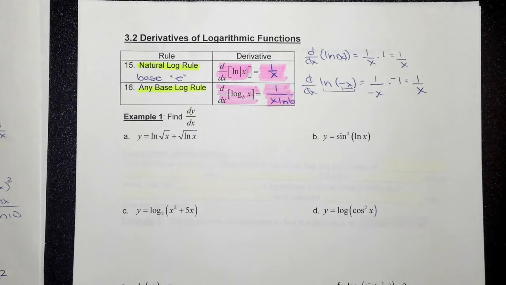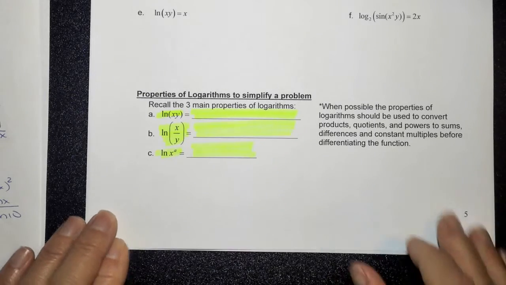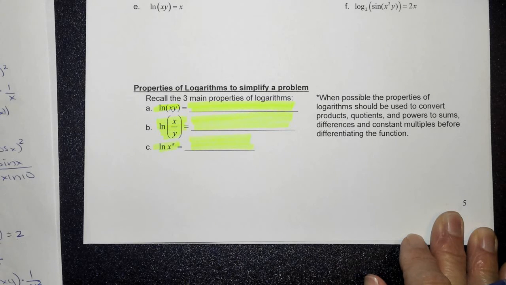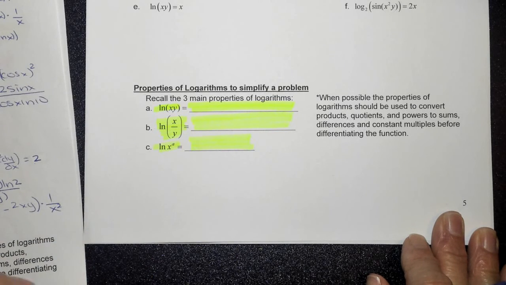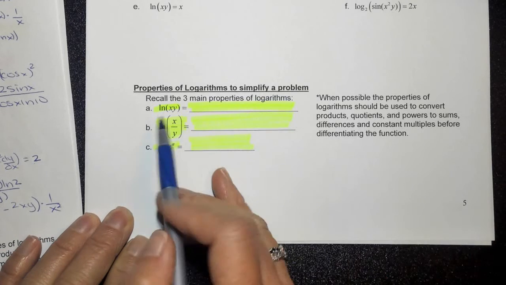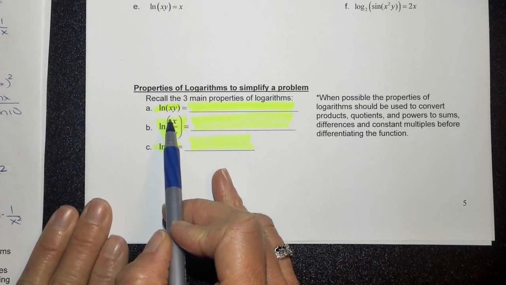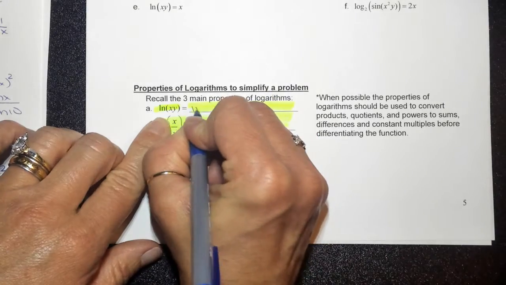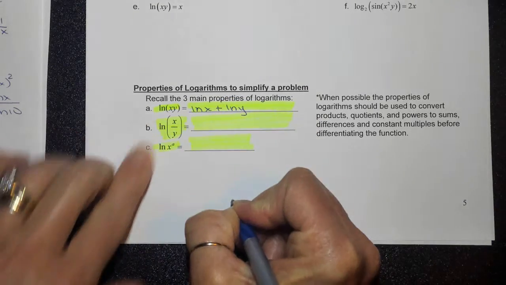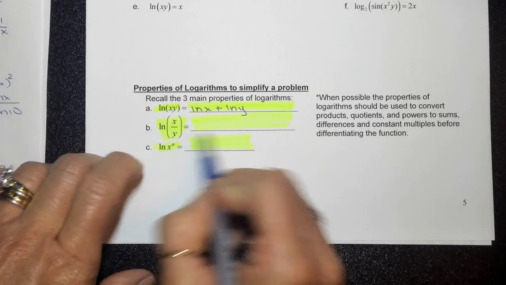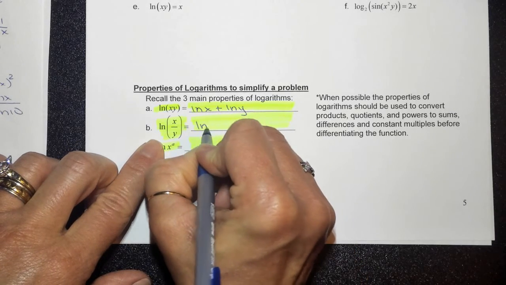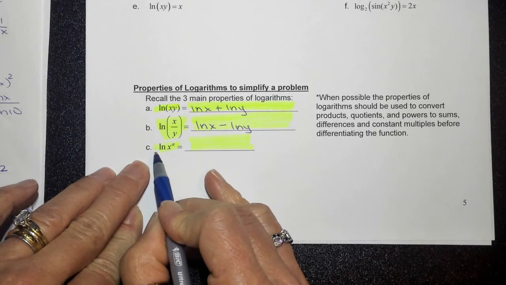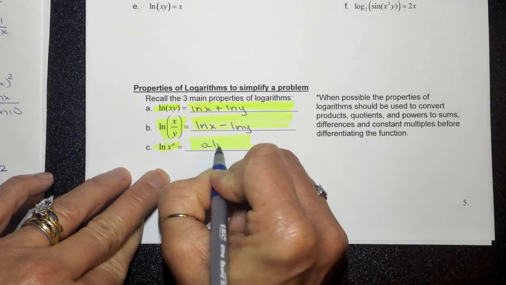In addition to that, at the bottom of this page, you have properties of logs to simplify a problem. So what we need to remember are our rules for expanding and condensing, and this actually comes from pre-calc. If you have a product and you are expanding, remember products become addition. So here, this would be the natural log of x plus the natural log of y. Remember, division expands to subtraction, the natural log of x minus the natural log of y. And then exponents jump down in front, so this would become a times the natural log of x.